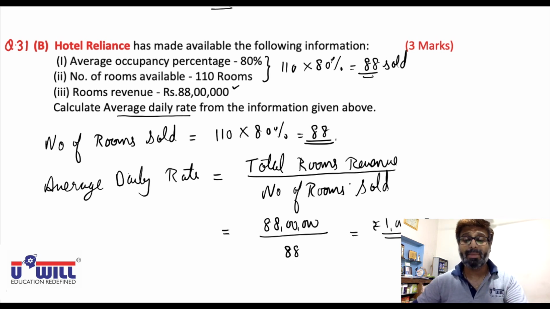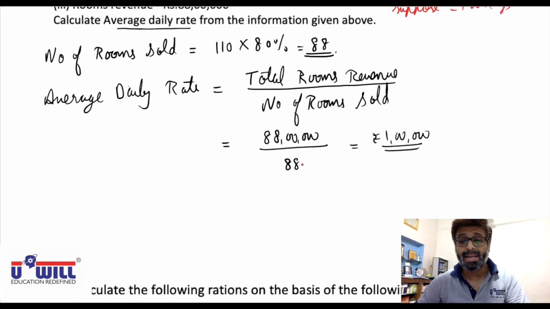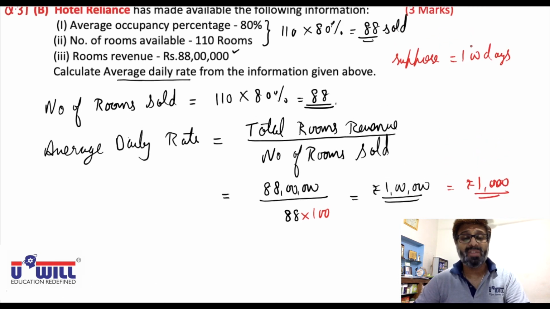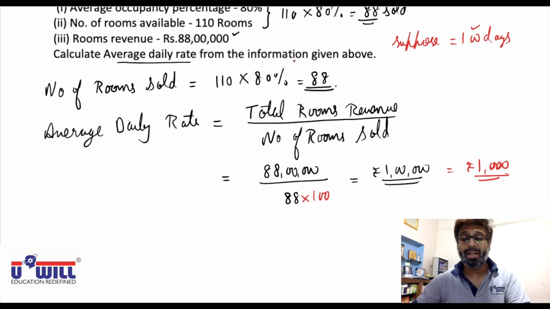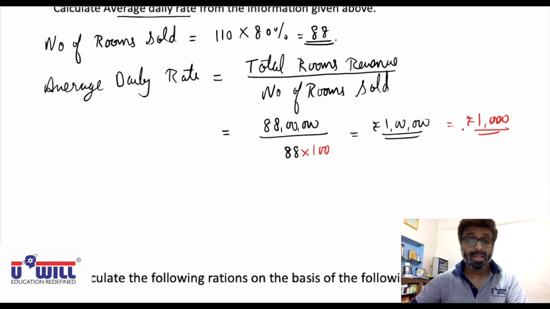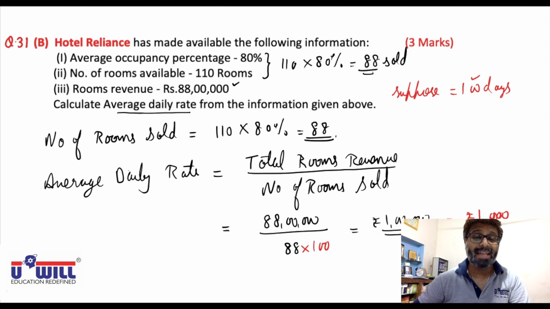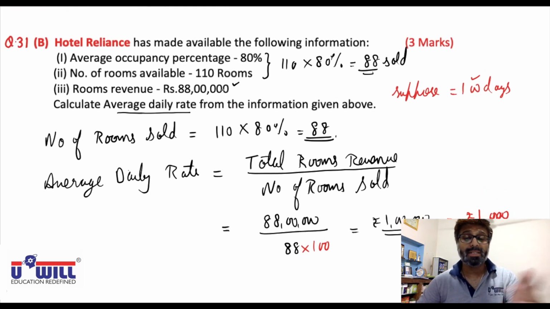But in exams, remember, if suppose they say that this information is for 100 days, just an example, then what you would have done further, 88 lakhs divided by 88 into 100, and your answer would come to rupees 1,000. This is just in case we assume that 100 days is mentioned in the question. If any other number of days are mentioned, then accordingly your answer would change. So keep this in mind. 88 lakhs revenue may be not for 1 day, but at least 50 days, 100 days, any number of days.